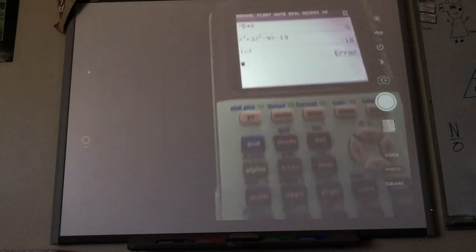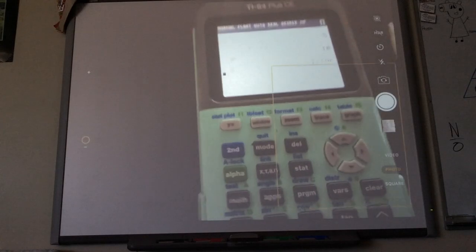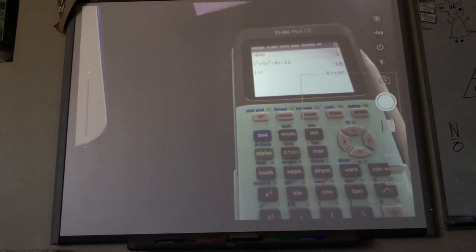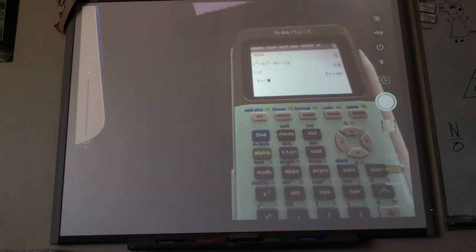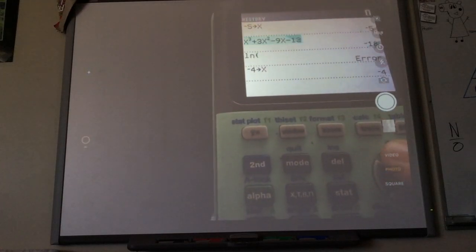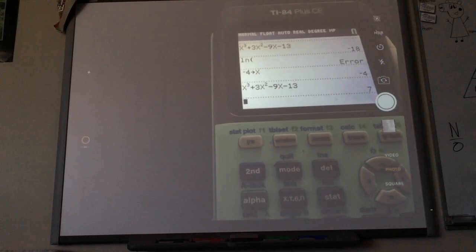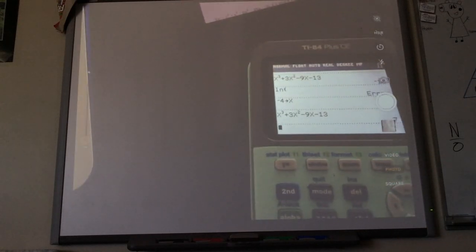So let's plug in the next one. And the best part about the store function, rather than plugging in using parentheses like you've been doing, is that you don't have to retype anything. So I'm going to plug in a -4 now. So -4 stored as X. And then I can scroll up and copy that.